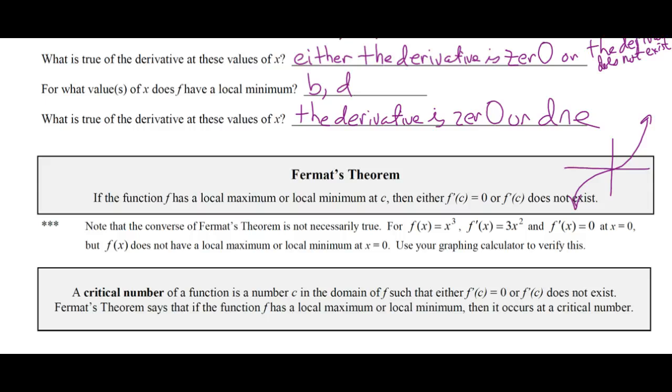A critical number of a function is a number c in the domain of f such that either f prime of c equals 0 or f prime of c does not exist. Fermat's theorem says that if the function has a local max or min, then it occurs at a critical number, right? So what we're going to have to do is figure out the first derivative, figure out where it doesn't exist or where it's 0, and then go look there to see if we have a local max or min, right? No guarantees. It just says if there is one, it's going to be there. Just because these critical numbers exist doesn't mean that there is a local maximum.